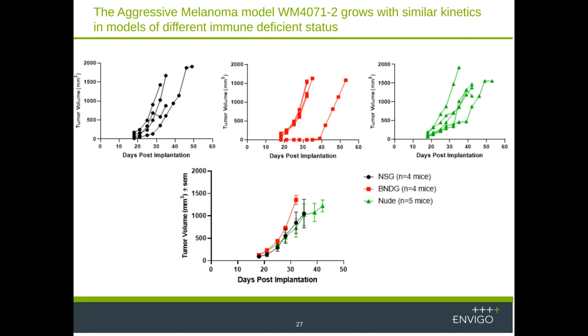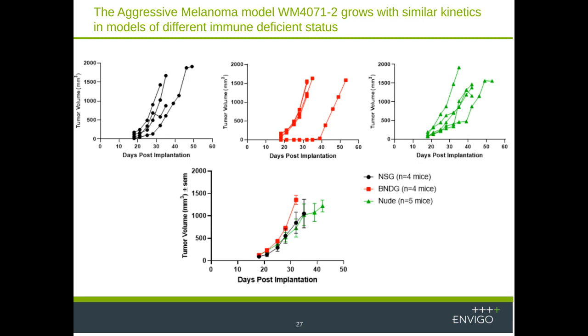So as we saw for all the three breast cancer PDX models we tested, this melanoma model grew with similar rates in both the BNDG as well as the NSG mice. However, clearly different was how this PDX model performed in the nude mice. As you can see here, essentially all the three groups show similar tumor growth with this PDX model, whereas in the breast cancer PDX, we tested the ultra immunodeficient mouse models, both supported much faster growth.